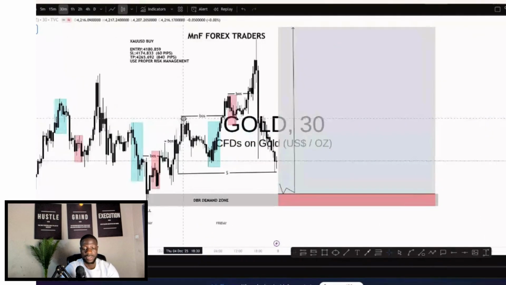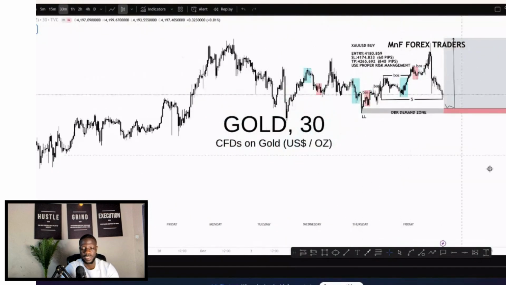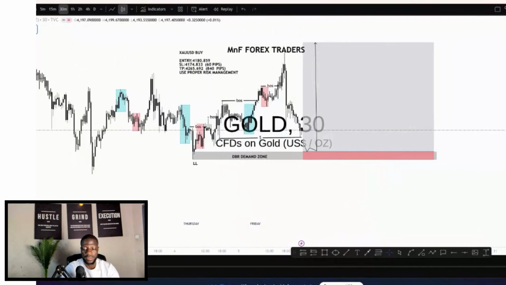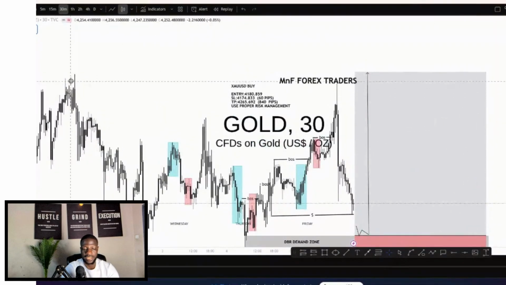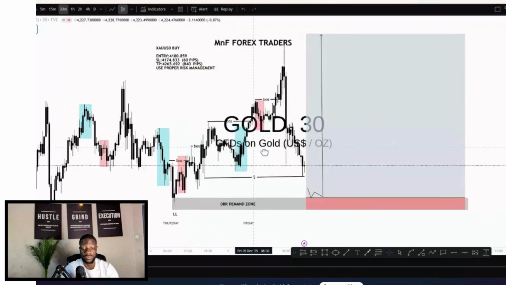We are risking about 60 pips to potentially make about 840 pips, and my stop loss is just on this low right here, and then my target is actually this high right there, making this a 1-to-14 risk reward ratio.